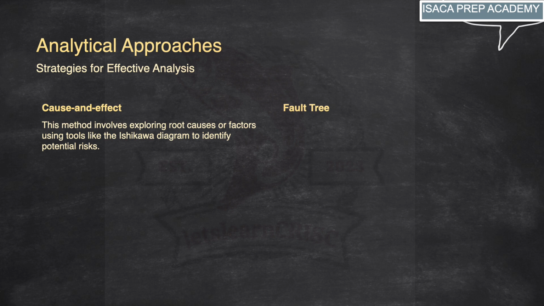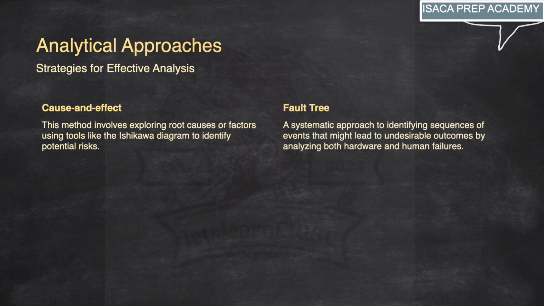Moving next, the fault tree. Friends, a fault tree is like a map that helps us understand how different things going wrong can lead to a bigger problem. It's a bit like tracing back the branches of a tree to find its roots. So friends, in this case, instead of branches, we are looking at different events or failures that could happen. For example, imagine we are investigating why a car crashed. You might use the fault tree to look at all the possible reasons like a flat tire, bad weather, or distracted driving.